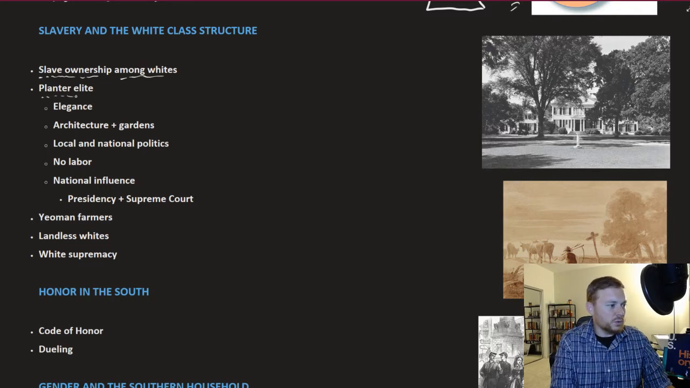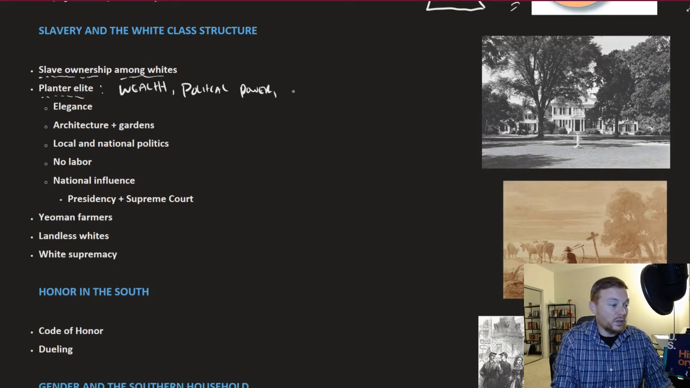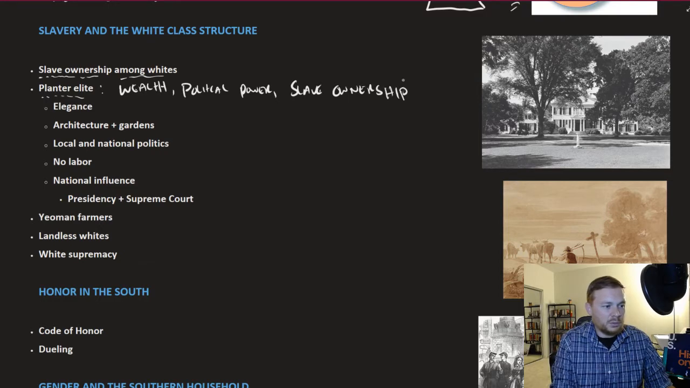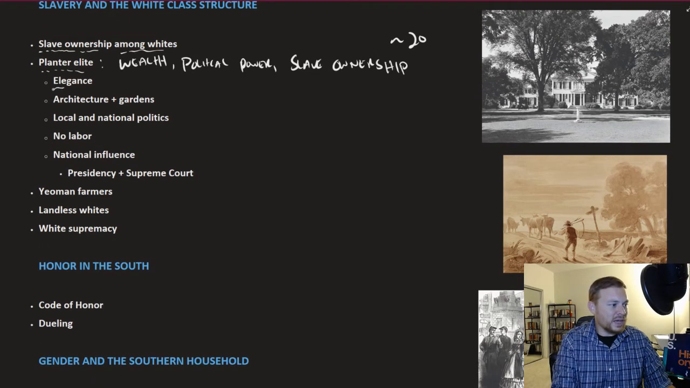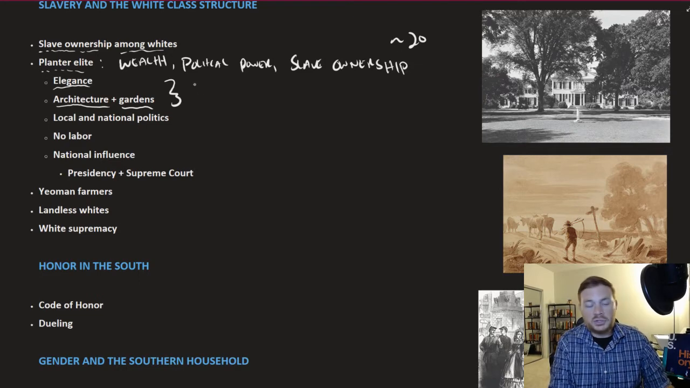So the planter elite, what marks them apart besides just their wealth, political power, and slave ownership? That was a real marker as well, how many slaves that you owned. Typically, the number was 20. That was kind of the cutoff to be in this elite class. This was also a class that was marked by its elegance, by its architecture, by its gardens. A lot of wealth by the Southern plantation owners, or the planter elite class, was held up in land.